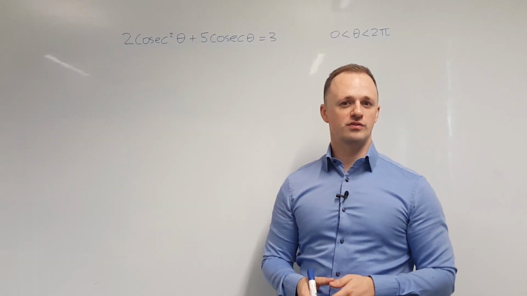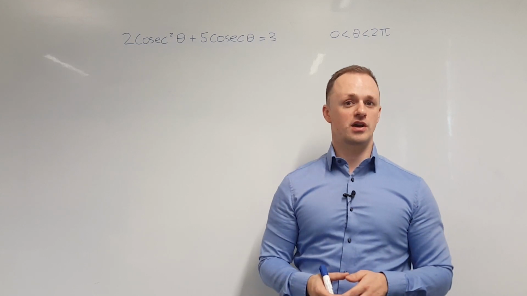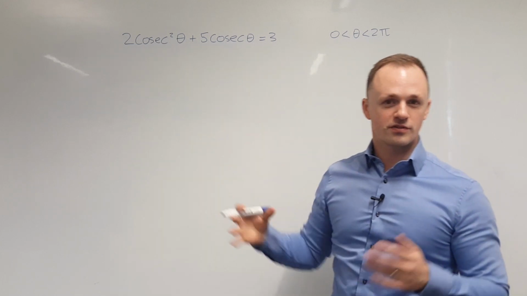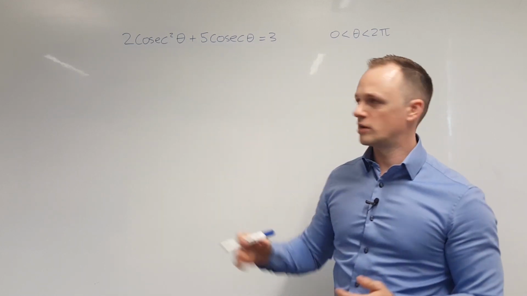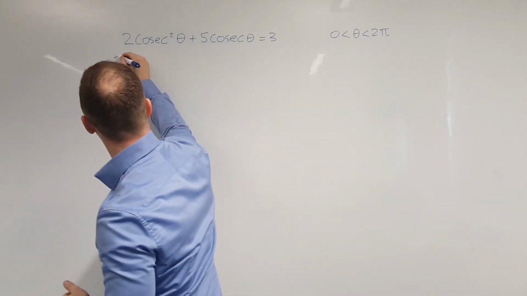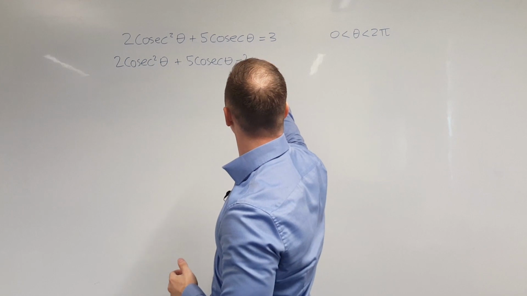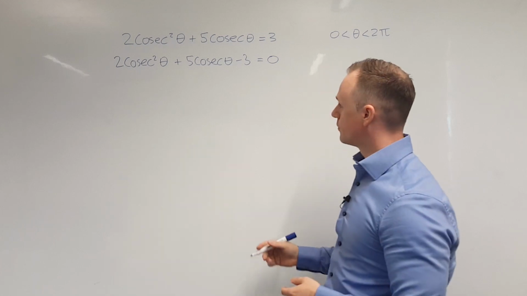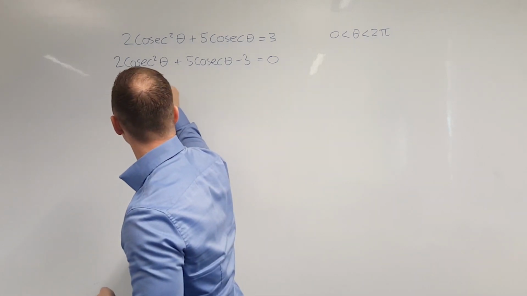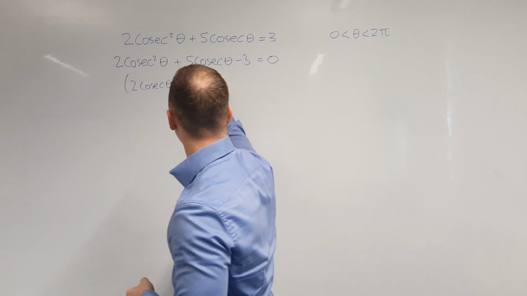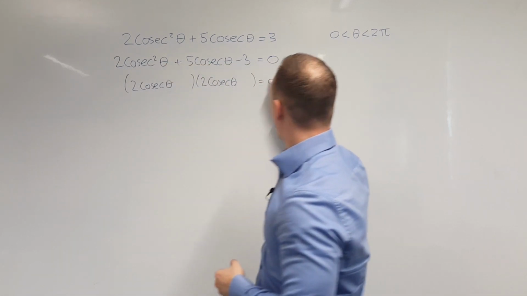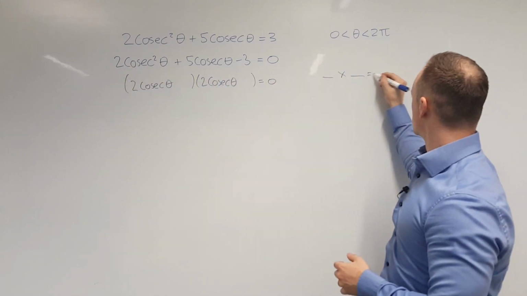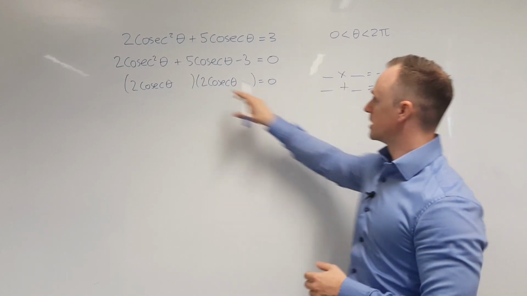In this example, we're going to solve the equation 2 cosec squared theta plus 5 cosec theta equals 3. So here we can see we've got a quadratic, so the first thing we're going to do is make one side 0. So we'll take the 3 over to the left-hand side. From here we can go ahead and solve this quadratic equation for cosec. This one looks like it will factorise. To start with, I'm just going to put 2 cosec theta in each bracket. And then I'm going to look for two numbers that multiply together to make a times c, which is minus 6, and two numbers that add together to make b, which is 5.